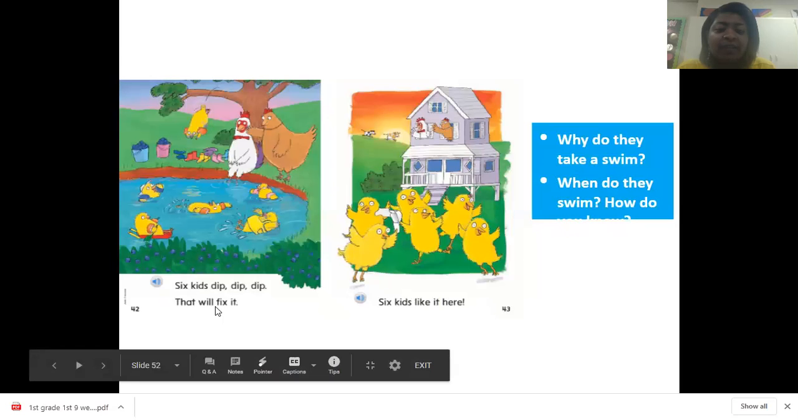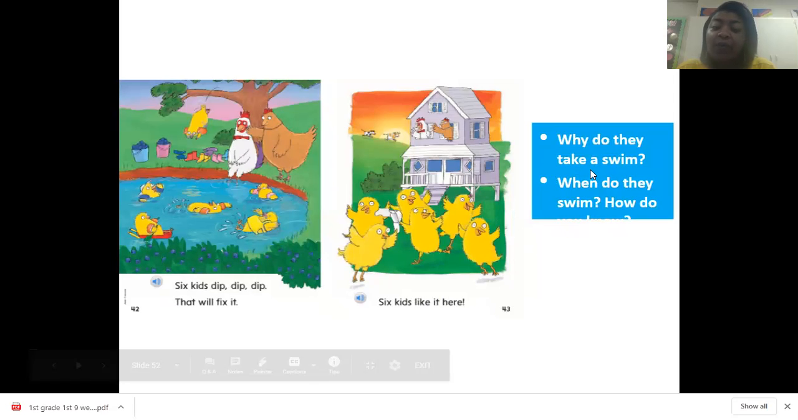6 kids dip, dip, dip. 6 kids like it here. Why do they take a swim? When do they swim? How do you know? Are they swimming in the morning, in the afternoon, in the evening, at night? When are they swimming? And how do you know? Look at those illustrations to help you determine those key details.